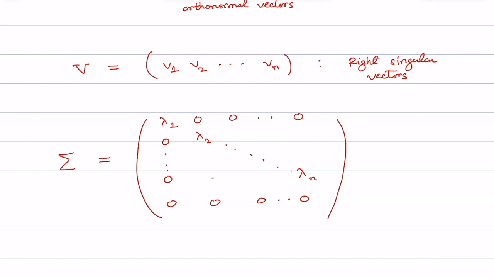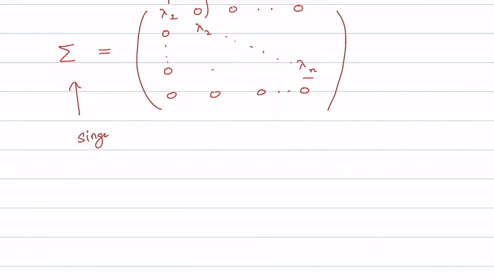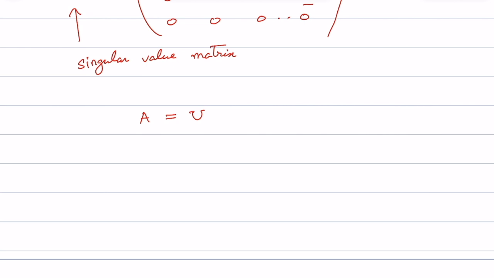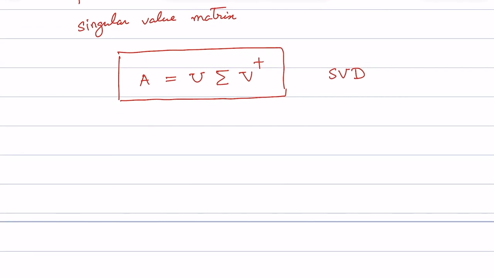Also it has the property that it's a positive matrix. So lambda 1, lambda 2, up to lambda n are positive numbers, arranged in such a way that lambda 1 has the highest value and lambda n has the lowest value. This matrix capital sigma is called the singular value matrix. This decomposition, where we can write A as capital U capital sigma V Dagger with all the matrices having the form that I have just discussed, is called the singular value decomposition method, or in short, SVD. Now let us see how we can obtain these various components.